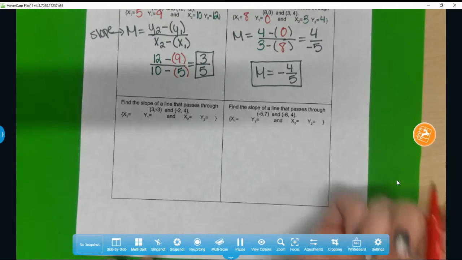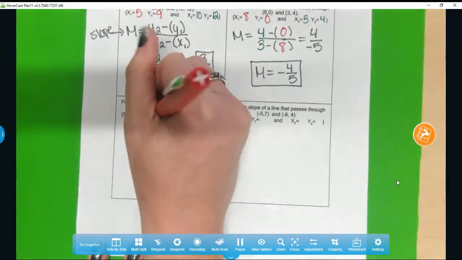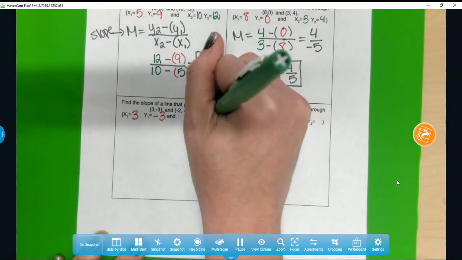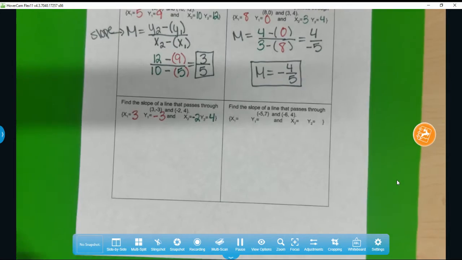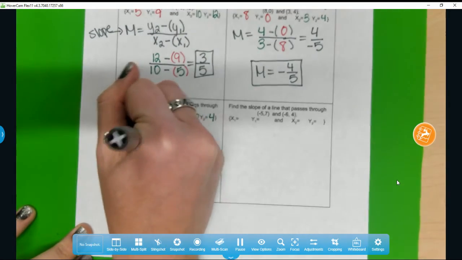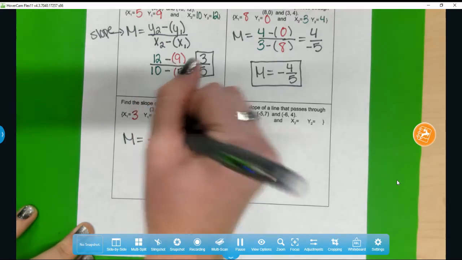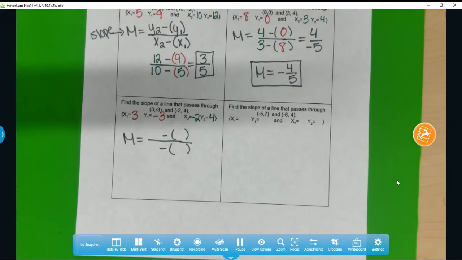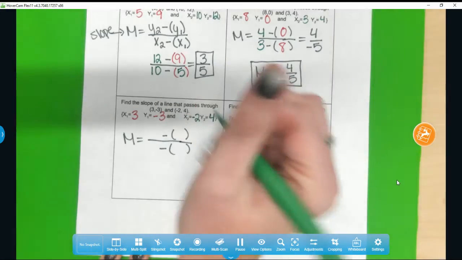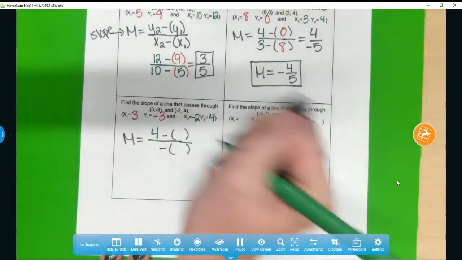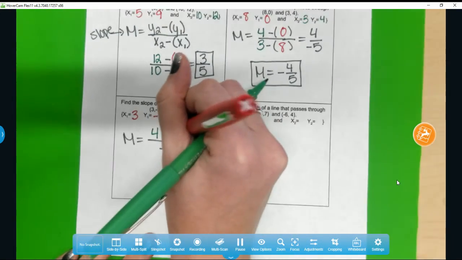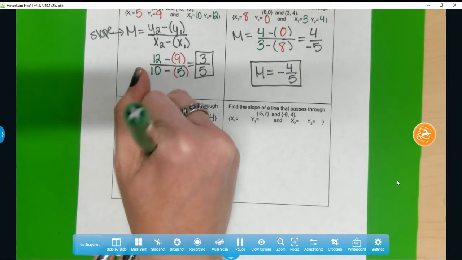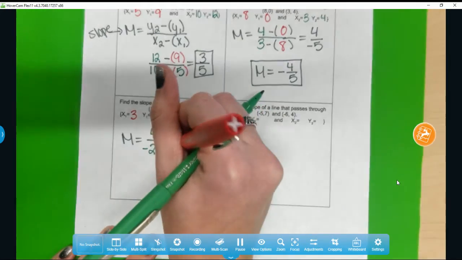Okay. All right, this next one, x1 is 3, y1 is negative 3, x2 is negative 2, y2 is 4. So I have my m equals, I'm going to go ahead and draw my fraction bar with my minus in parentheses. And now we're just filling everything in. So y2 is 4. y1 is negative 3. This is where those parentheses become important. x2 is negative 2. x1 is 3.